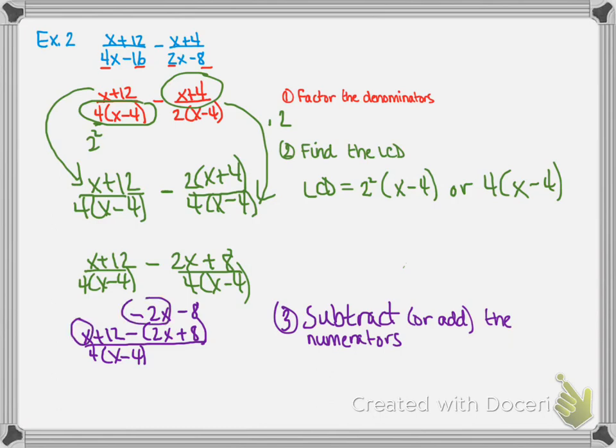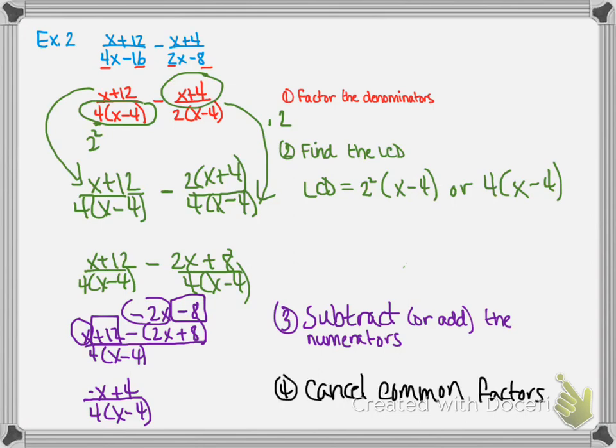So let's simplify. What's x minus 2x? Negative x. What's 12 minus 8? Positive 4. So I have negative x plus 4 over 4 times x minus 4. Now we would want to see if we could simplify this at all and then cancel any common factors.